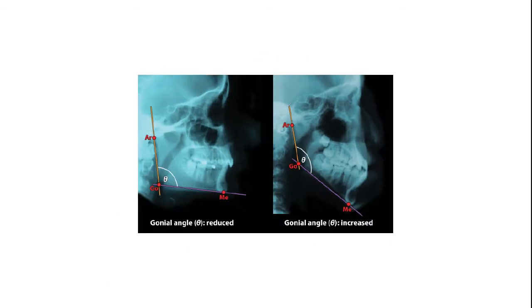Gonial angle. This is a measure of the angle formed between the slope of the posterior border of the mandibular ramus and the mandibular plane. It helps to describe the form of the mandible, in particular the relationship between the ramus and the body. It is highly correlated with the mandibular plane angle. An increased gonial angle is associated with posterior mandibular growth rotation, and a reduced gonial angle is associated with anterior or forward mandibular growth rotation.